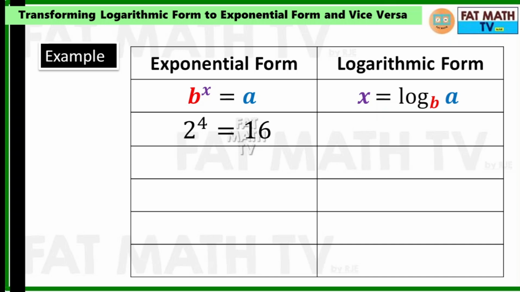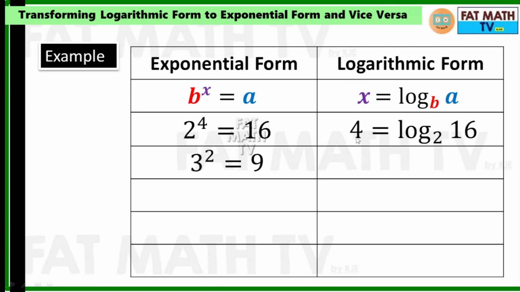2 raised to 4 equals 16. That is the exponential form. What is the equivalent logarithmic form of that? That is 4 equals logarithm of 16 to the base 2. As what you can see, the exponent 4 here is what is on one side of the equation, and on the other, logarithm of 16 to the base 2. So the base is still 2. Or you can have this as logarithm of 16 to the base 2 equals 4.